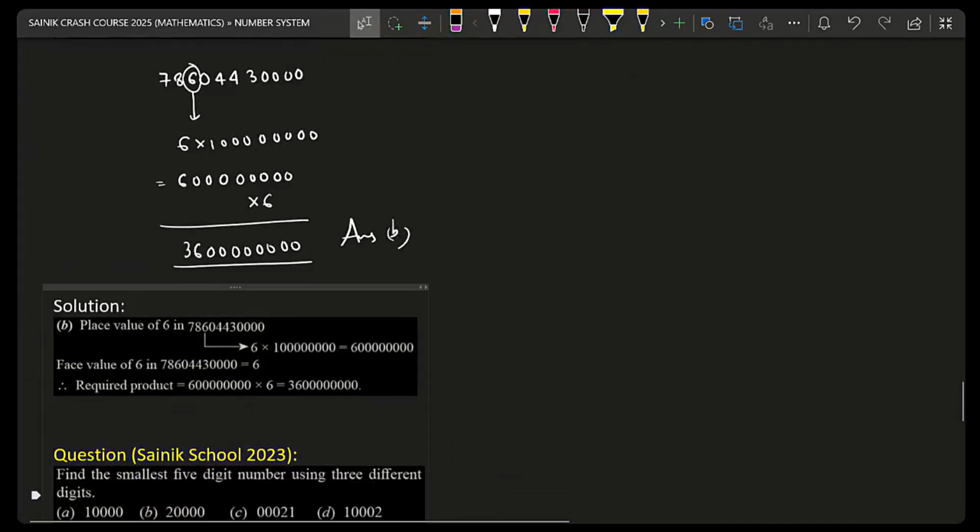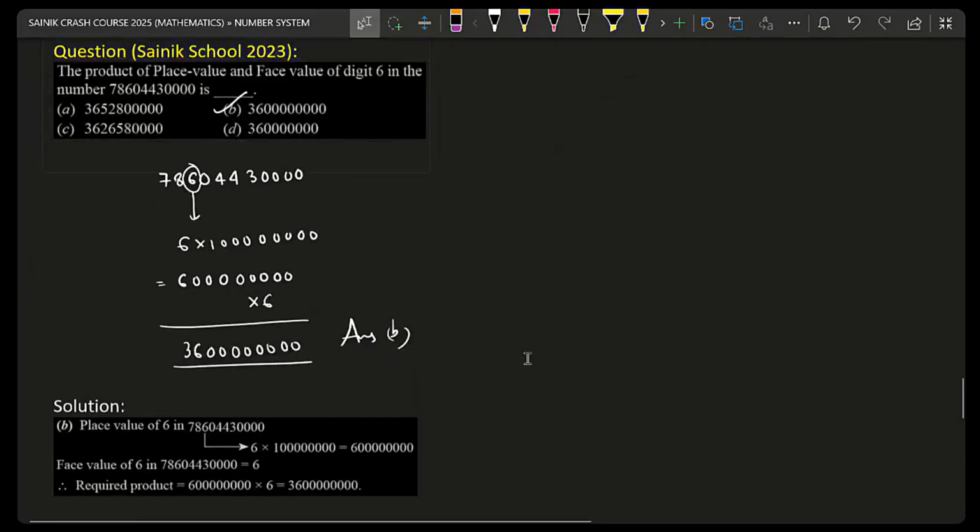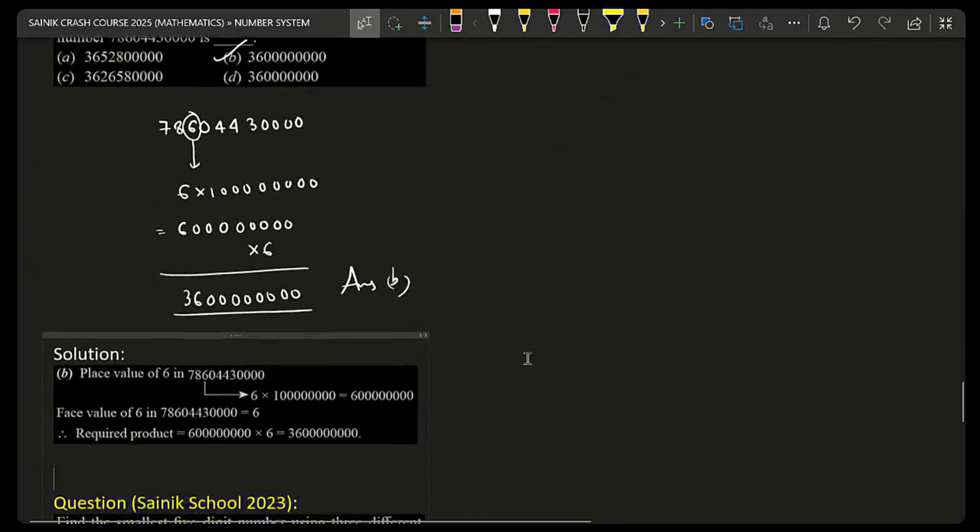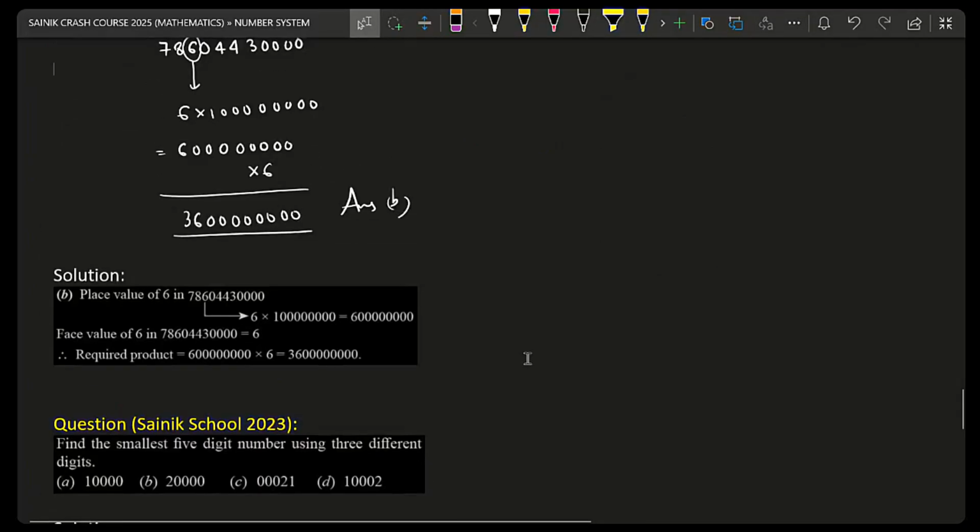So the textual solution is also matching with our solution, you can see. And all of you can try the next question. This question also came in Sainik School exam 2023. Try this, all of you. Find the smallest 5-digit number using 3 different digits. Option A 10,000, option B 20,000, option C 00021, and option D 10,002.